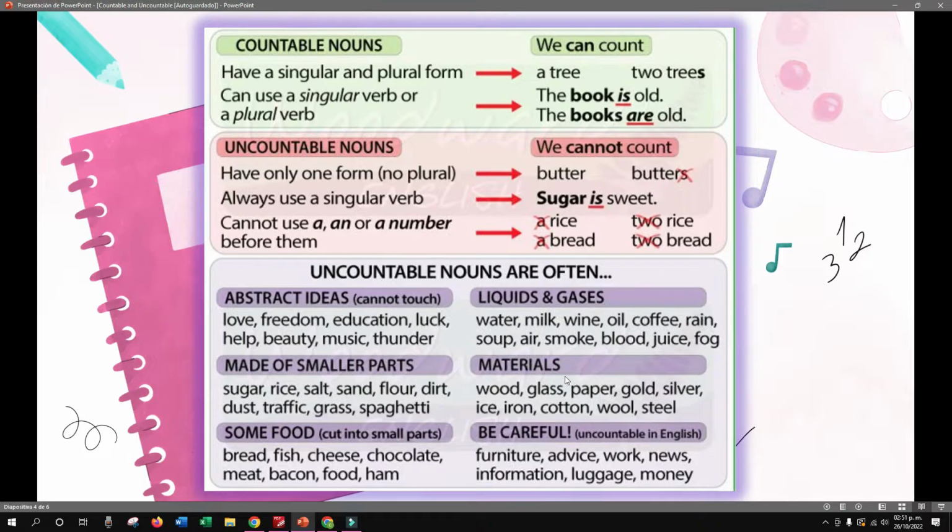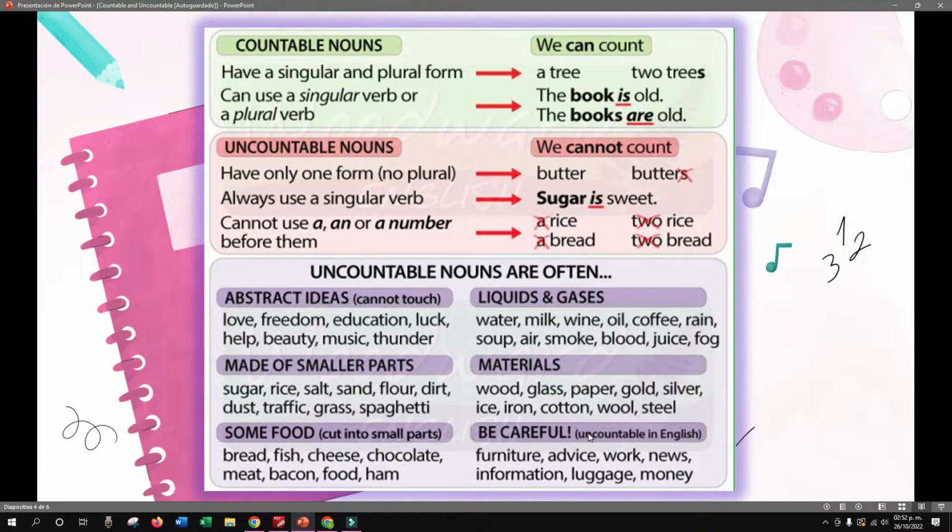Also we have materials like wood, glass, paper, gold, silver, ice, iron, cotton, wool, steel, right? Los materiales como la madera, el vidrio, el papel, no pueden contarse, right? In English, you cannot count them. Like the cotton, right? No, you cannot count it. So those are uncountable nouns.